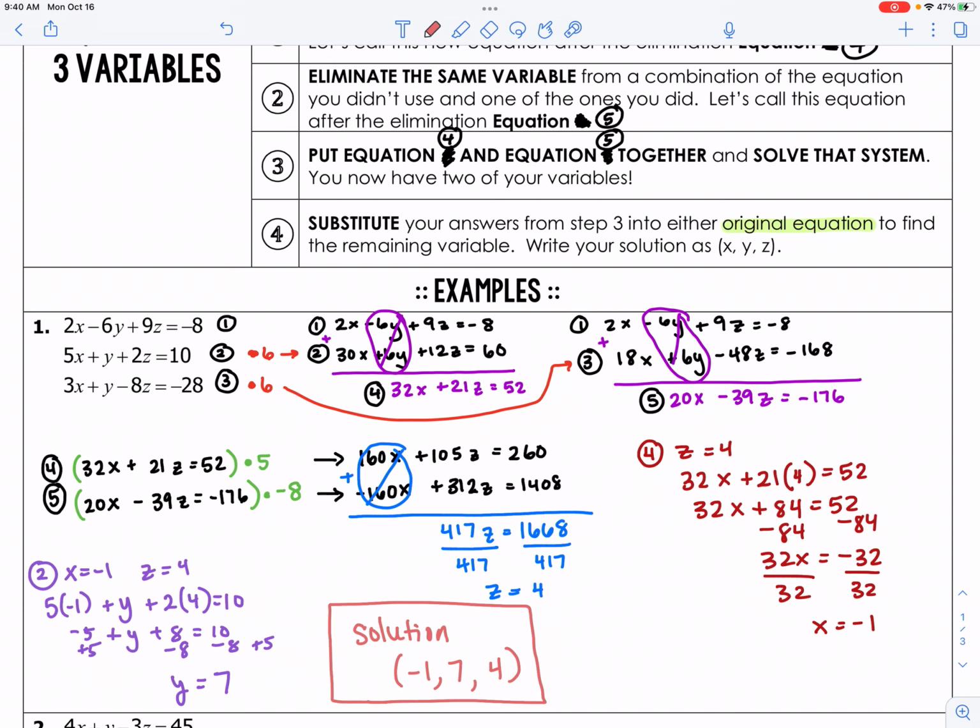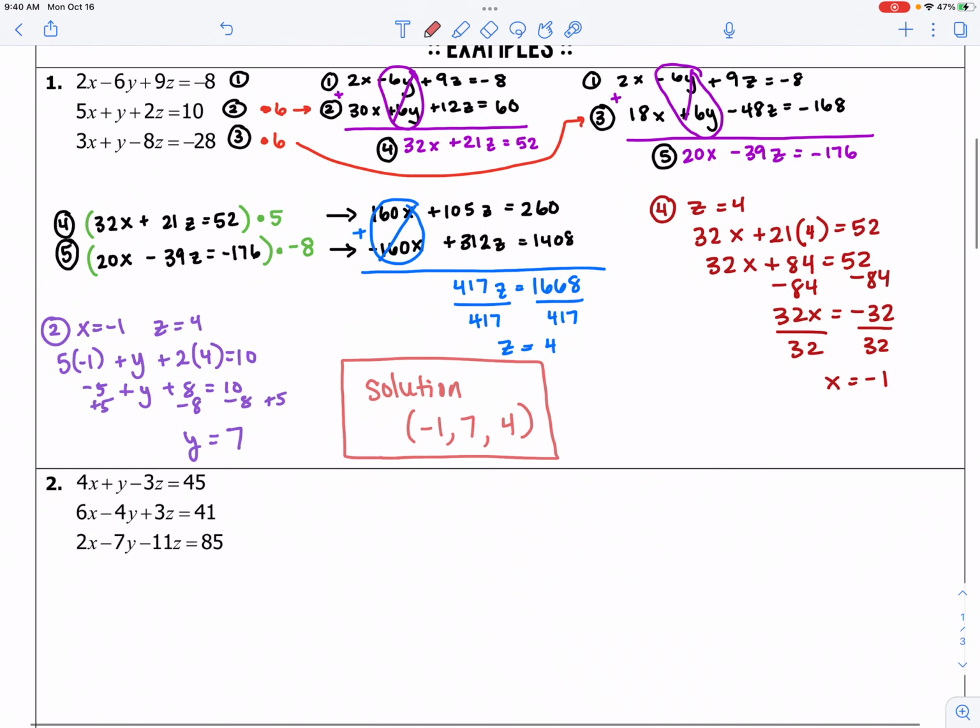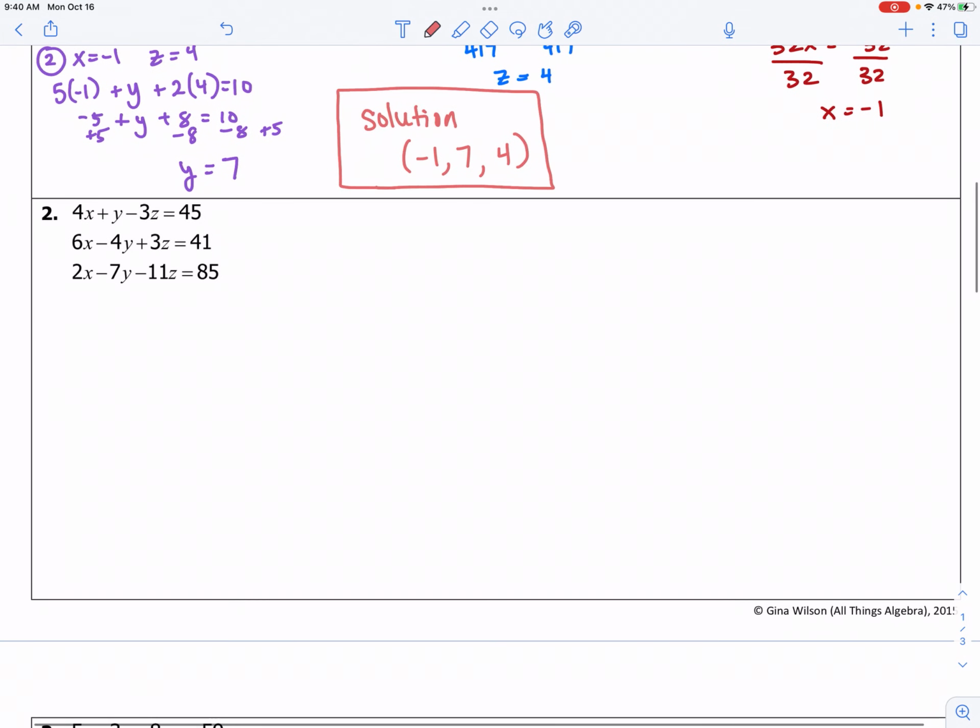Let's go ahead and try one more. So again, we have 4x plus y minus 3z equals 45, 6x minus 4y plus 3z equals 41, and then 2x minus 7y minus 11z equals 85. So looking here, first thing I'm going to do is label these 1, 2, and 3, just so I know to separate my equations.